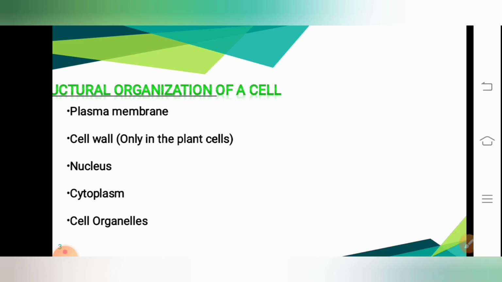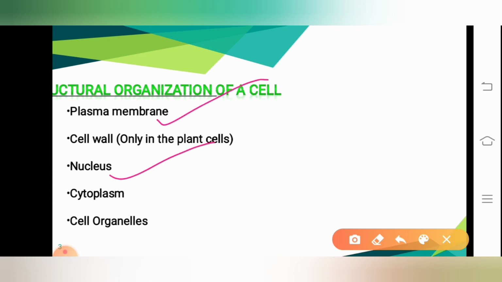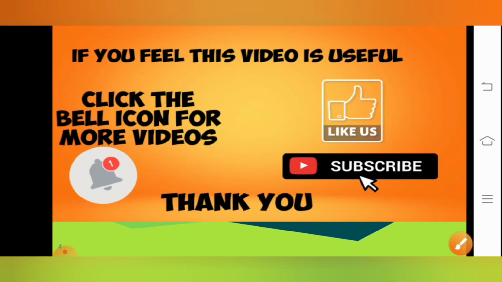By now you all have got an idea of what a cell is and what the major components of the cell are. Correct? They are the plasma membrane, nucleus and cytoplasm. In my next video I will be explaining the plasma membrane: how the plasma membrane looks and what the functions of the plasma membrane are.